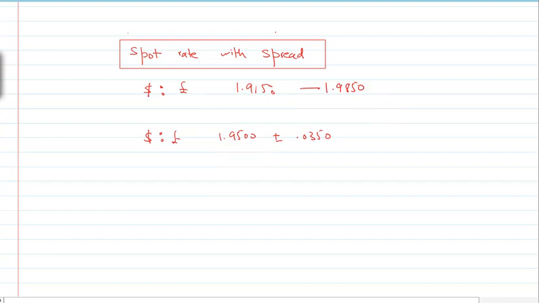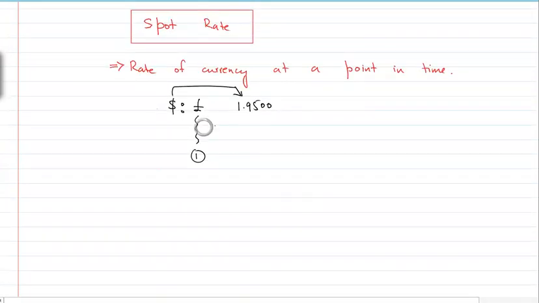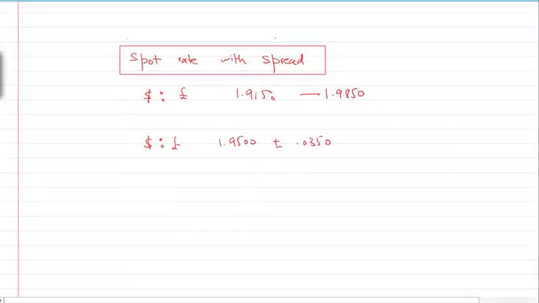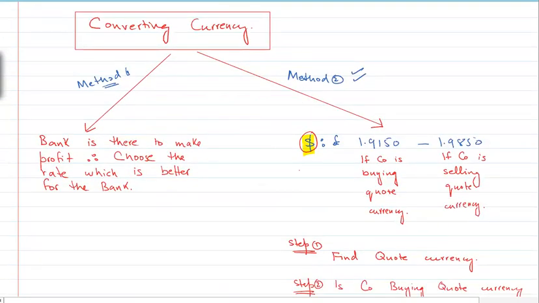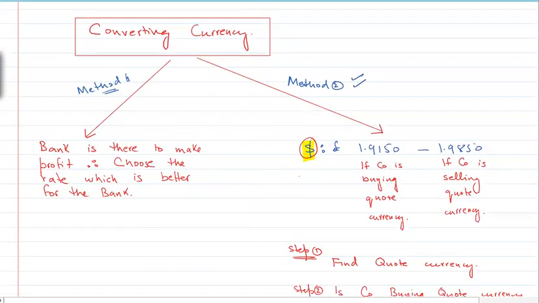And now if you want to write the above spot with two rates, you can also write it like this: 1.9500 plus minus 0.0350. Now, if you deduct it once, you're going to get the smaller rate. If you add it once, you're going to get the bigger rate. Converting one currency into the other currency.